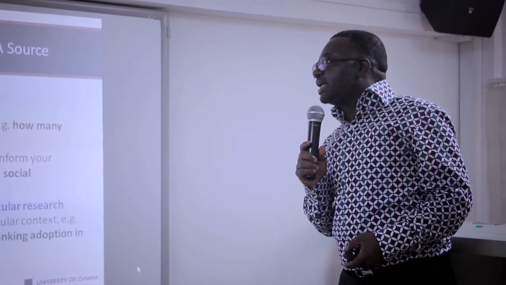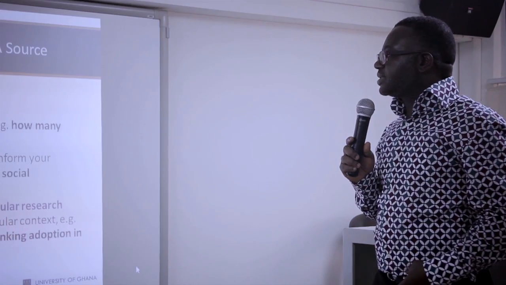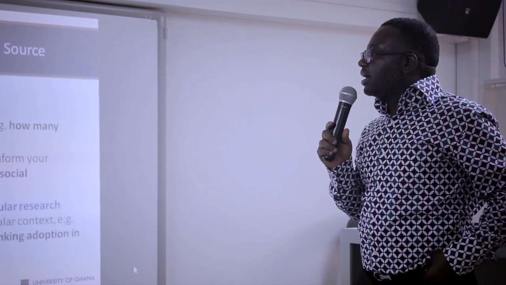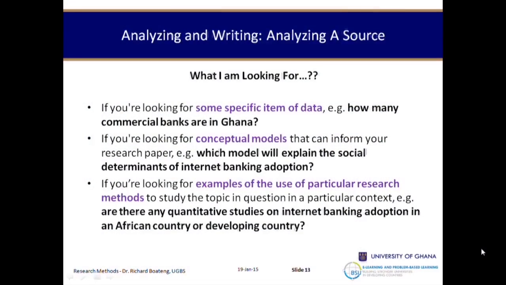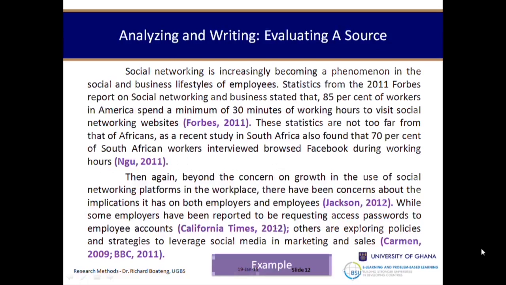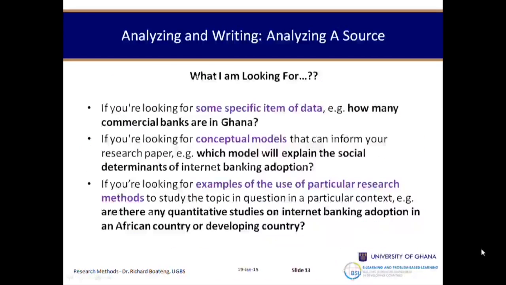The first thing in analyzing a source is, apart from all the questions that I told you to ask, you should ask yourself, whenever you are looking at a source and reviewing it, are you looking for some specific item or data? For example, in looking at the Forbes one, we're looking for data on 85% of America spending a minimum of 30 minutes. That's what we look for here. We're looking at the Nugu paper, we're looking for 70% of South African workers. So are you looking for a statistic? That's one question you could ask yourself.